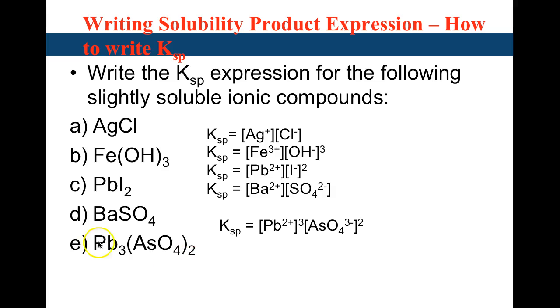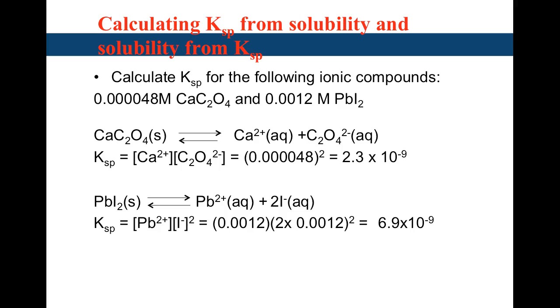Here you have Pb, the charge opposites. Remember, the charge on the Pb is 2+, but you have three of this, so that's cubed. And then you have the charge on the AsO4 is 3 negative, but there's 2 of it, so that's squared. Slightly complicated. Now once you do know the concentration of those ions, then it's easy to calculate the Ksp.